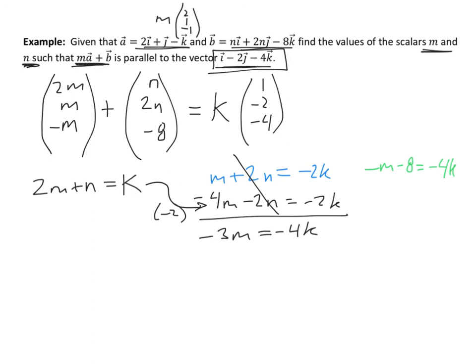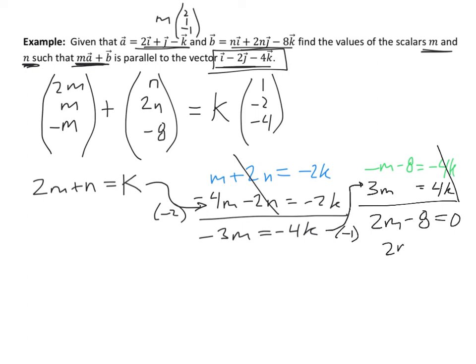It looks like the elimination on this one's actually also going to be pretty easy. If I just put this one here and multiply it by negative 1, I can get the k's to drop out. So this is going to give me 3m equals positive 4k. Those drop out. I'll get 2m minus 8 equals 0. That means 2m is 8, which means that m has to be 4. So we found one of our values.